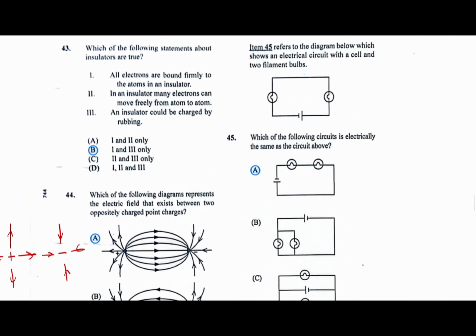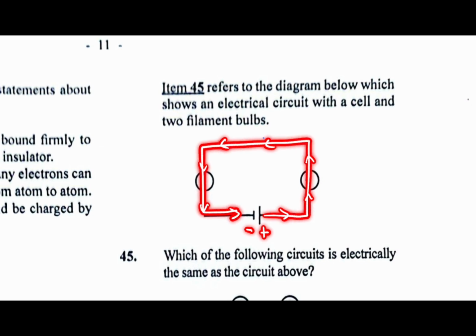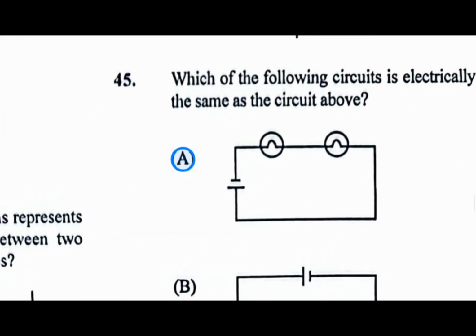45. Which of the following circuits is electrically the same as the circuit above? So in this circuit over here, we have a series connection. Some of you might be wondering, how do I know it's a series connection? Anytime you have one singular pathway for current to flow, you're dealing with a series circuit. If I were to draw the direction of the conventional current, you'll see that the current goes in one loop. So we have a negative and a positive terminal over here. So I'm going to put in the direction of the current. And when I do this, recognize there's only one path for current to take. So this is a series circuit. The same thing happens for this circuit.